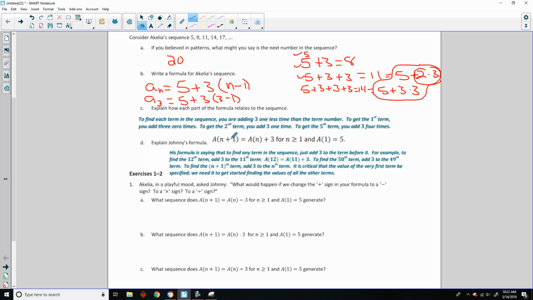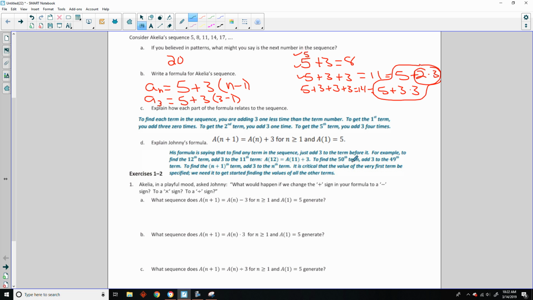So a sub n plus 1, one term after a sub n. So if this was the fifth term, a sub 5, a sub n plus 1, a sub 5 plus 1 would be the sixth term, a sub 6, or a of 6. So a of 6 equals a of 5 plus 3 for all n greater than or equal to 1, and a of 1 equals 5. So his formula is saying that to find any term in the sequence, just add 3 to the term before it. For example, to find the 12th term, add 3 to the 11th term. A of 12 would equal a of 11 plus 3.